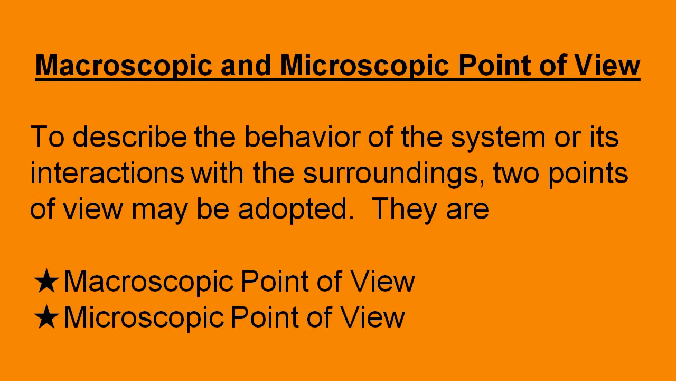So, to describe the behavior of the system or its interaction with the surroundings, two points of view may be adopted: the macroscopic point of view and the microscopic point of view. From the terms themselves, macroscopic means something which is large, and microscopic means something which is very small.